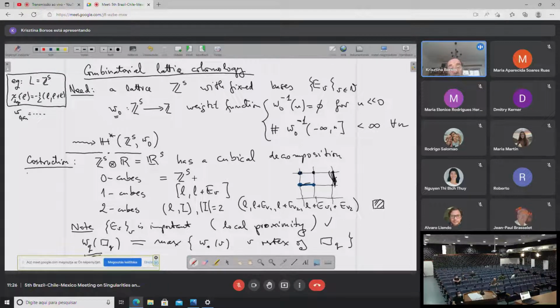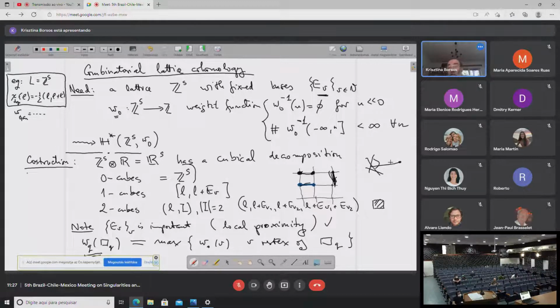The zero cubes are exactly the lattice points. The 1 cubes are exactly the natural cubical decomposed lattice points, plus the lattice points, plus some base elements. Here it's very important that we have the base elements fixed, because if I take another one, maybe another lattice and another base element, that is a completely different cubical decomposition we will have.